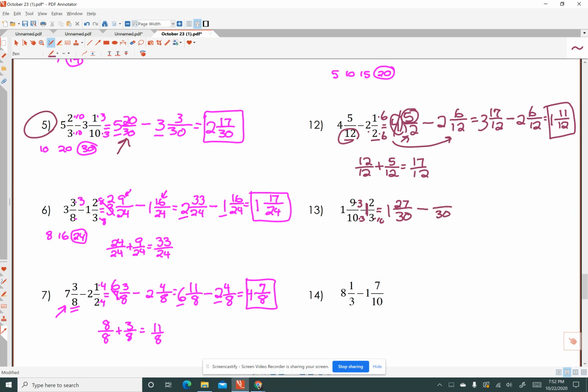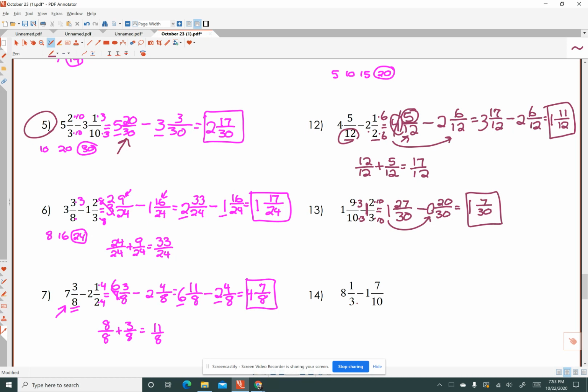3 times 10 is 30. 2 times 10 is 20. So 1 take away nothing is still 1. Think of it as an invisible 0 there. Working in 30ths, 27 minus 20 is 7, and 1 and 7/30 is our final answer.